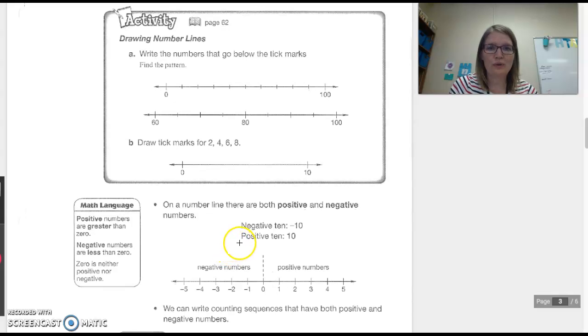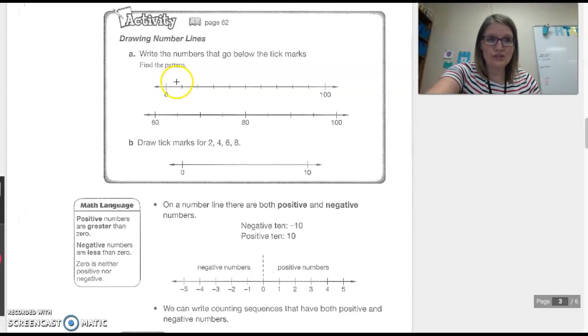Okay, I want you to pause right now, and I would like you to write the numbers that go below the tick marks. Then come back to me, okay? Okay, you are back. We have to go 0 to 100. I say 10, 20, 30, 40, 50, 60, 70, 80, 90. You know what? I got lucky. I just guessed. I thought it looks like about 10.